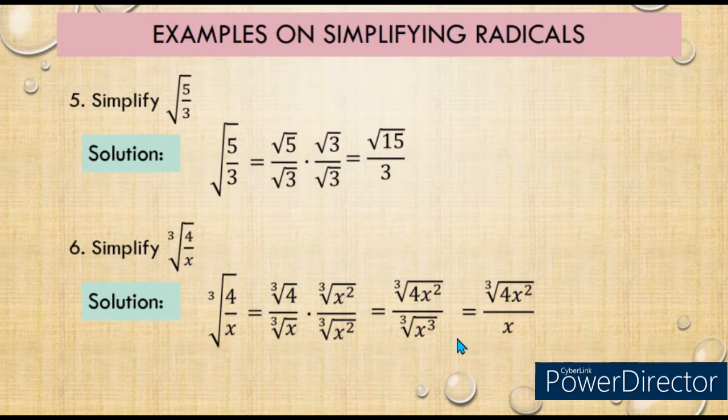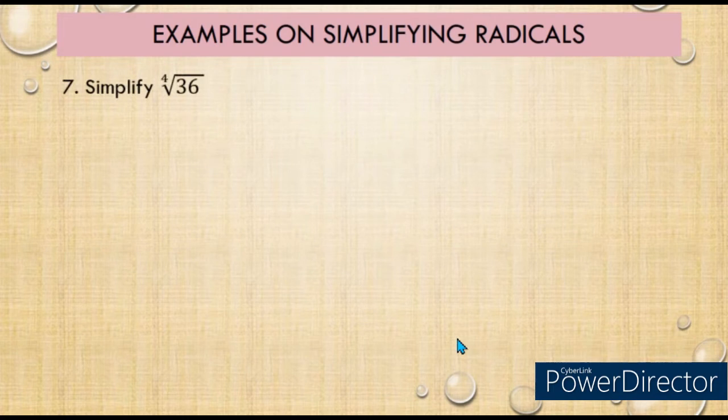Okay, so now let's proceed to example number 7. We need to simplify the fourth root of 36. Okay, so we need to write the radical expression in exponential form. So the exponential form of this expression is 36 raised to 1/4. Okay? And then we need to factor 36, and the factor of 36 is 6 raised to 2. So we have 6 raised to 2 raised to 1/4.